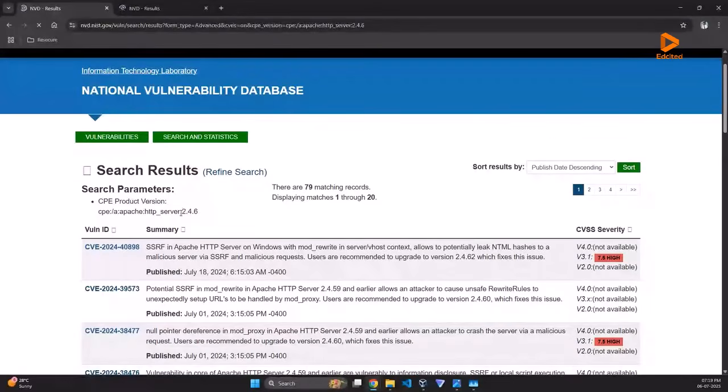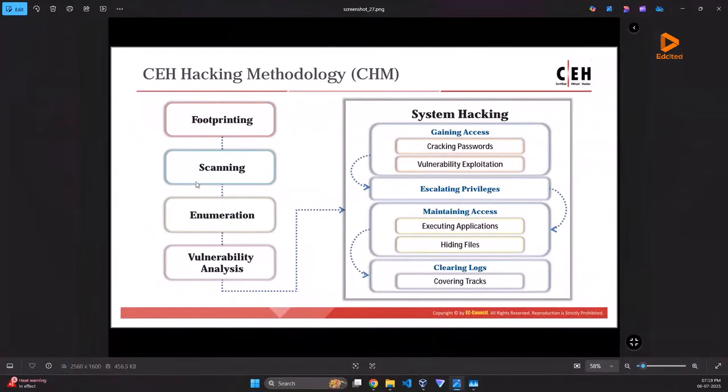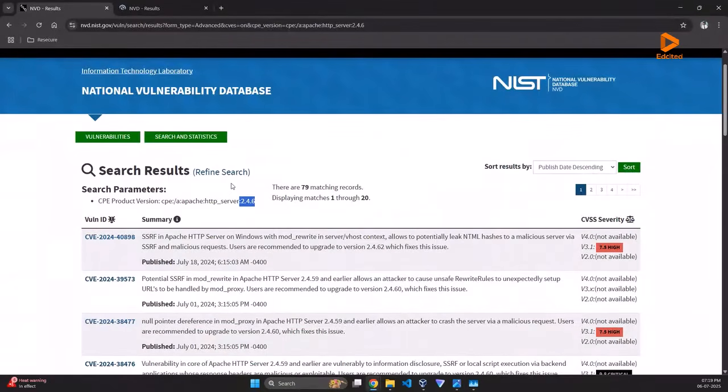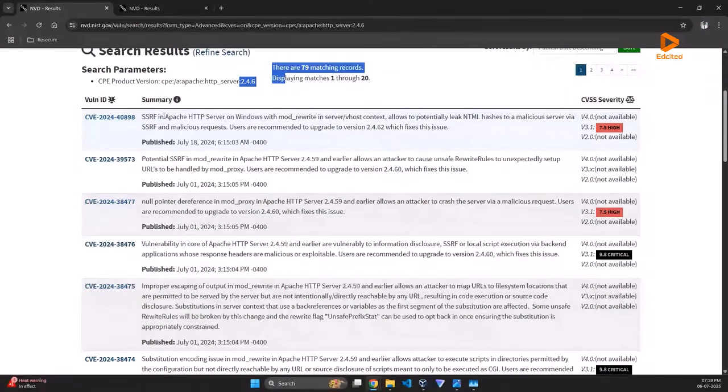Now let's say I got to know that my target machine is running Apache 2.4.6. How did I get to know this? I got to know this because I did the scanning and the enumeration, so I got to know all the services running on that machine. Then I searched for known vulnerabilities for an Apache HTTP server running version 2.4.6, and I got to know that there is an SSRF vulnerability.